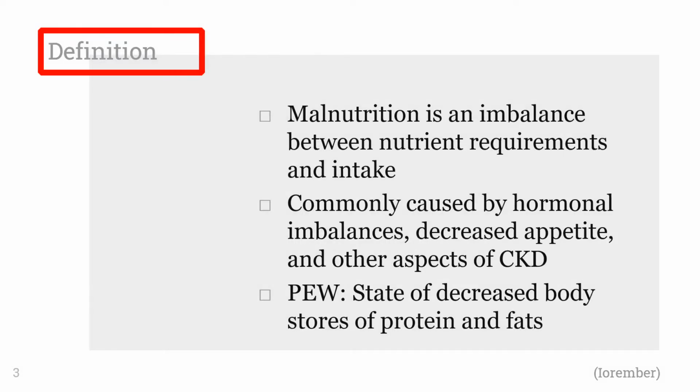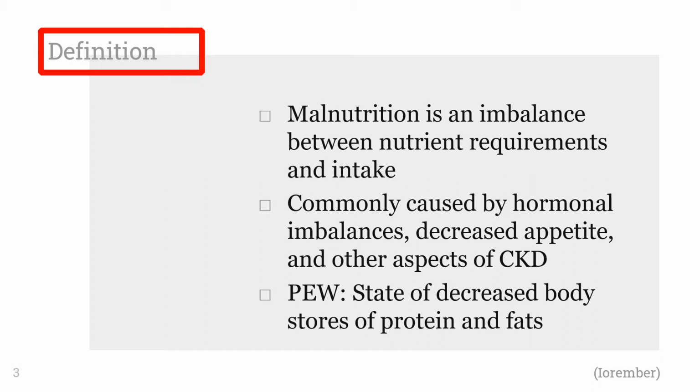Before we discuss the causes of malnutrition and go into some information about chronic kidney disease specifically, I want to give a brief overview about what malnutrition is. According to the American Society for Parenteral and Enteral Nutrition, malnutrition is most simply defined as an imbalance between nutritional requirements and nutritional intake. This imbalance can result in deficits of energy, protein, and micronutrients in the person.